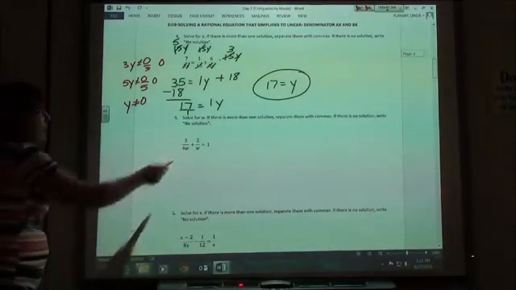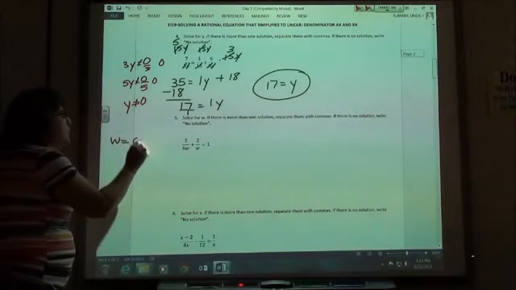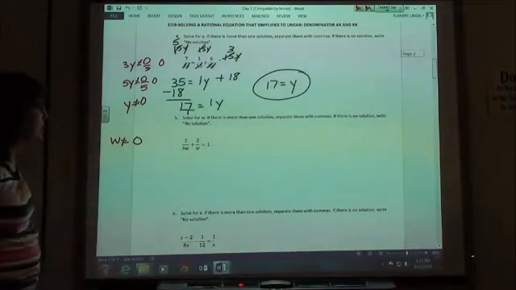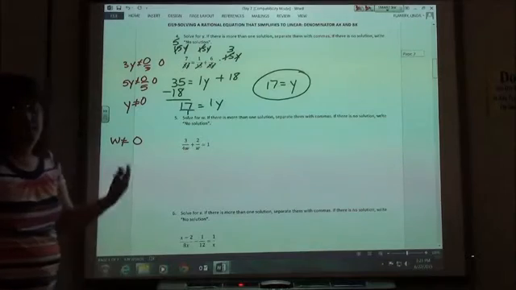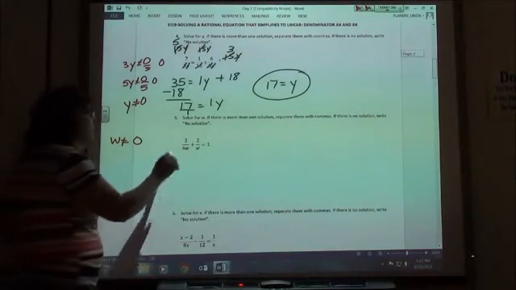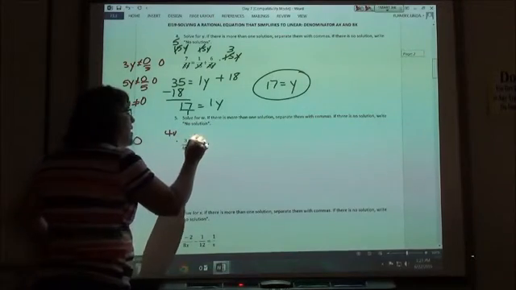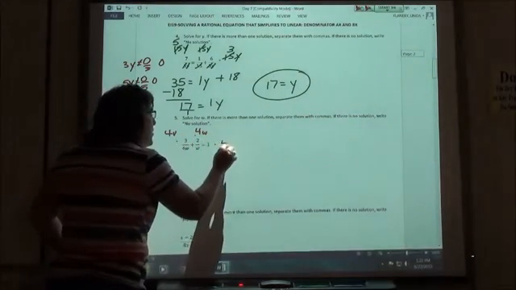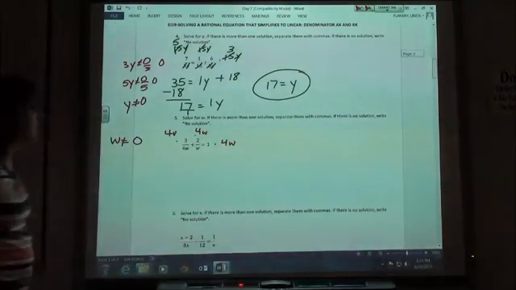Number 5, again looking at my only restriction, is that w cannot equal 0, because again I just have a plain w and a 4w. I want to get rid of my fraction, so I'm going to multiply every term times the least common multiple, which in this case is the 4w.